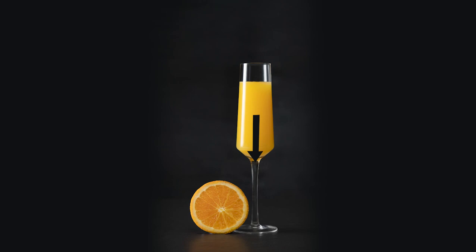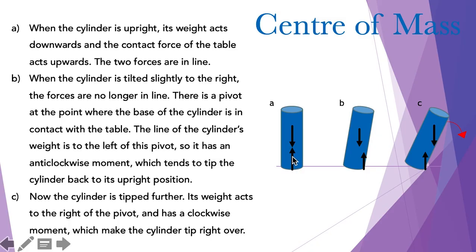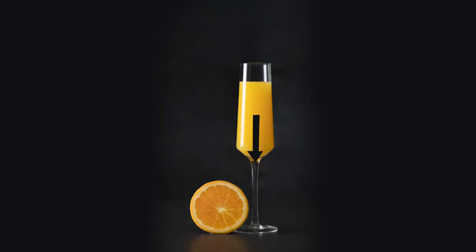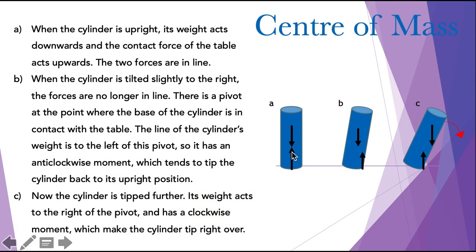So the force of gravity acts on the mass of the glass, and each bit of the glass is pulled by the Earth's gravity. Okay, however, rather than drawing a lot of arrows, one for each bit of the glass, it is simpler to draw a single arrow acting through the center of mass, just like we are showing the arrow of this cylinder. Because we can think of the weight of the glass acting at this point, it is sometimes known as the center of gravity as well.